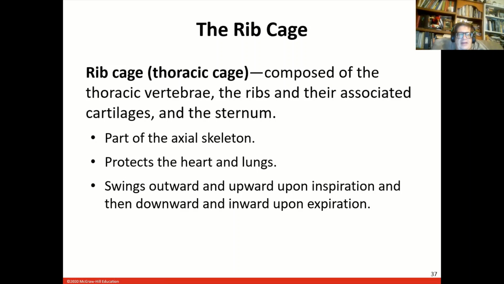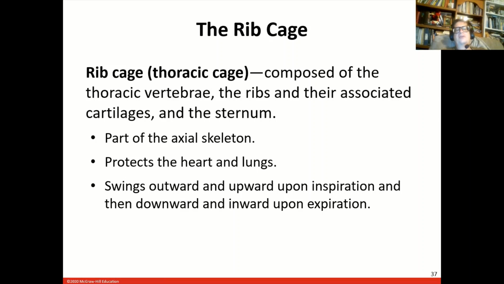The rib cage is the thoracic vertebrae, the ribs, the costal cartilages, and the sternum or breastbone. It's part of the axial skeleton. It protects the heart, the lungs, the trachea, the lower trachea and the bronchi where they go into the lungs.